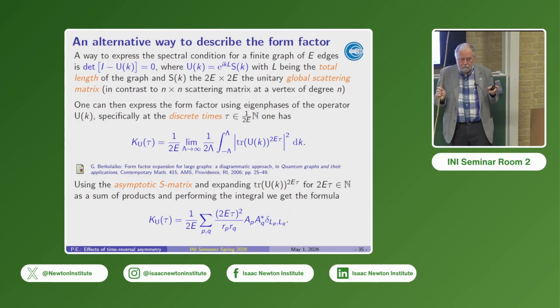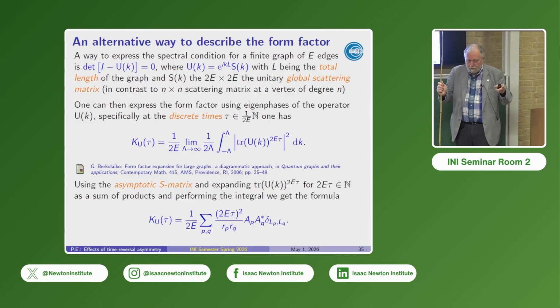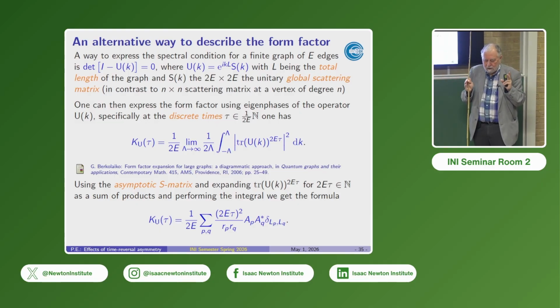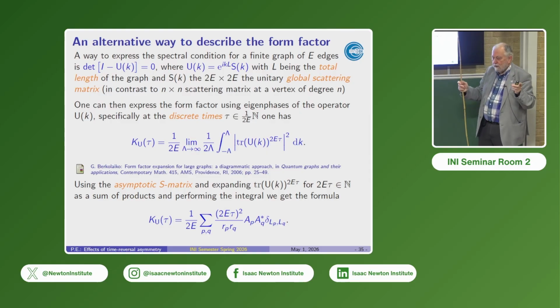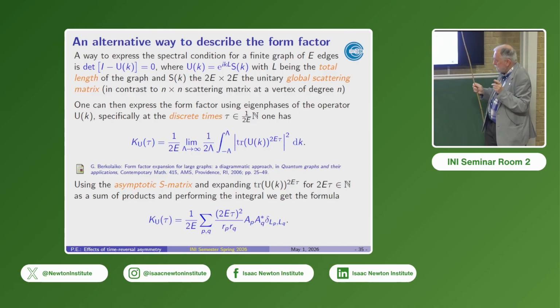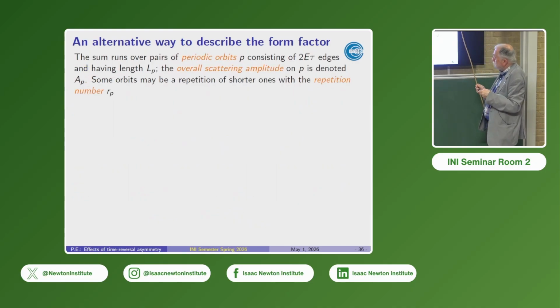But in fact, since it's quite a complicated thing, usually people start with the diagonal approximation. They take just the path, the same path, up to the reverse orientation. So that's what we will do.